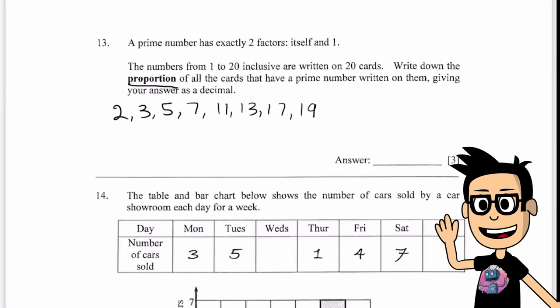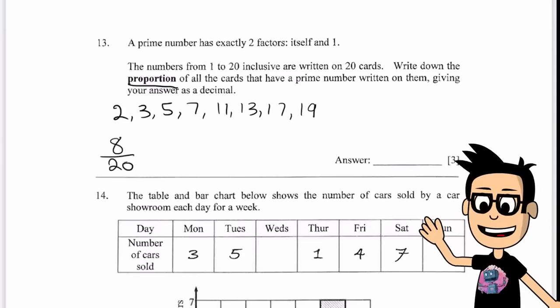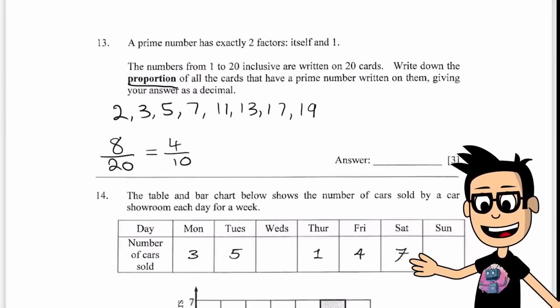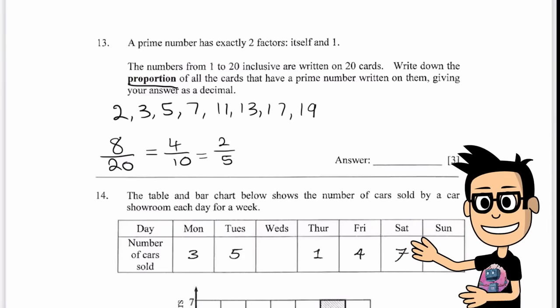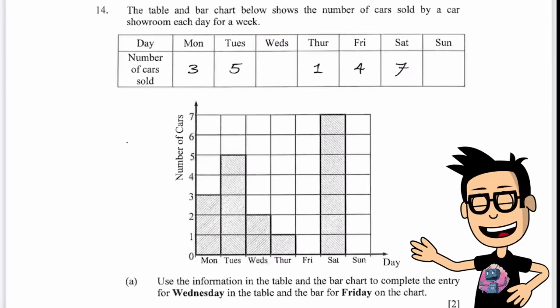We now need to find the proportion, and remember, proportion is always given as a fraction. So we know there are 8 numbers here, so we'll have 8 over 20, which can be simplified to 4 over 10, or even 2 over 5. And now they want us to give the answer as a decimal, which can be 0.4, and we are good to go. Marvelous work. Let's go for question 14.